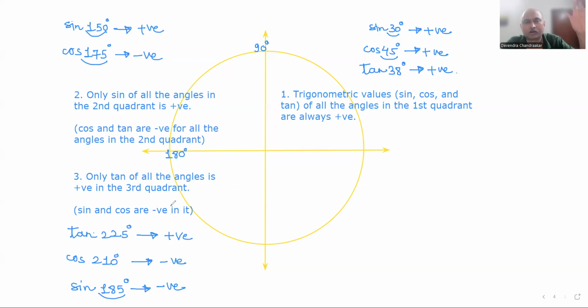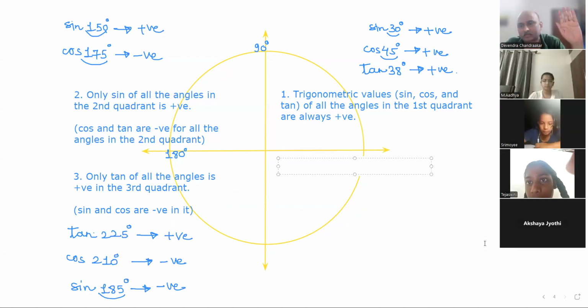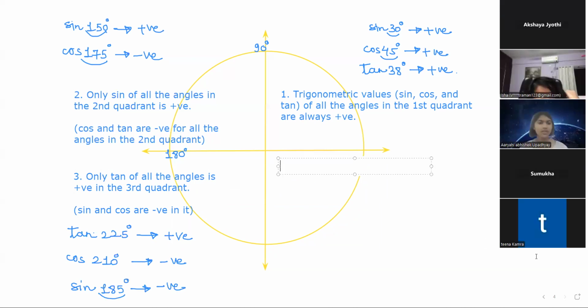Clear, beta? All of you understood this? Say yes or no, all of you. Yes, sir. Anyone is having any doubt, please ask. Tejaswini, you understood? Yes, sir. Aryahi, do you understand, beta? Yes. Isha, you understood? Very good.